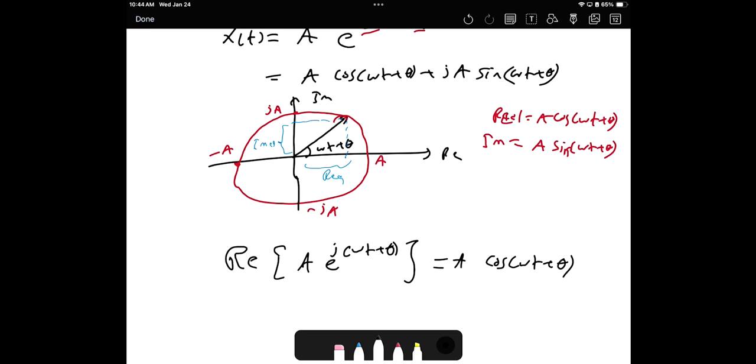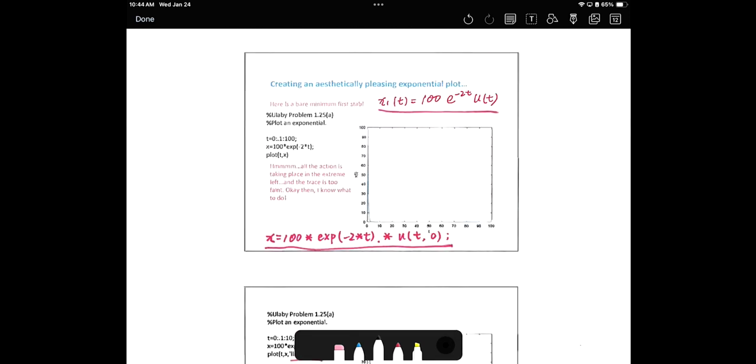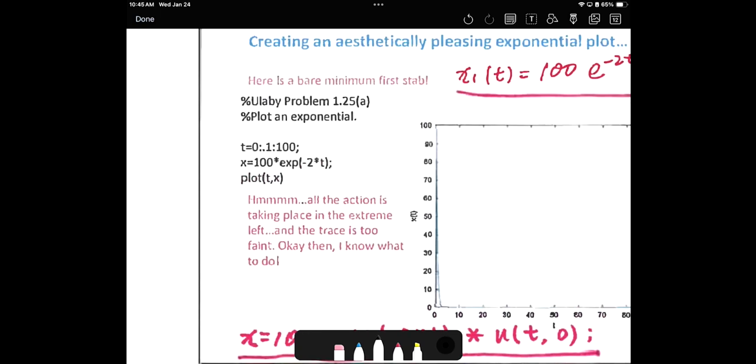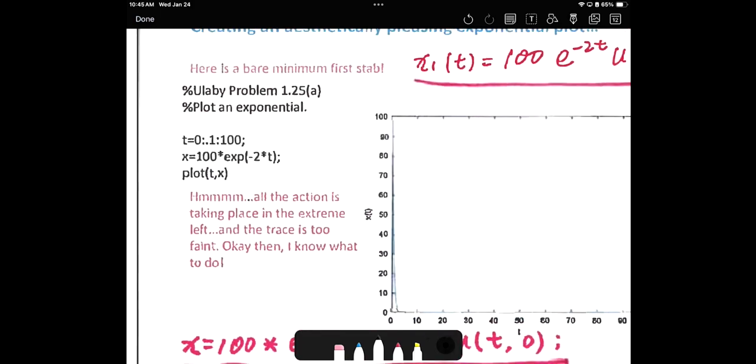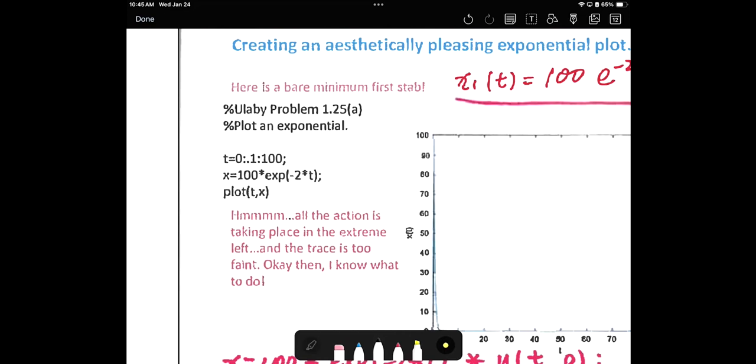Now, let's go a little bit about some exponential plots. We would like to see a demonstration on how to plot the exponential using MATLAB, then do some observations. This is an example of exponential plots. So we want to plot 100 exponential of negative 2t.